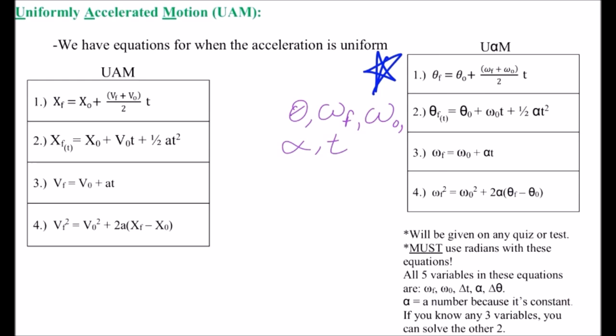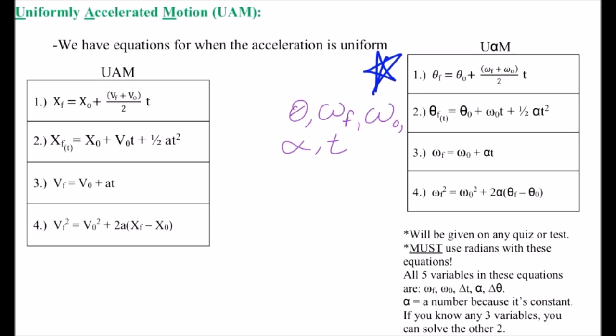Alpha must equal a number, all right? Alpha cannot be changing in any of the problems that I give you in order for you to use these, because this is uniformly angularly accelerated motion. If the angular acceleration is not uniform, in other words, it's not constant, you cannot use these equations. So in your problems, if it shows alpha is changing, don't try and use this. It's not going to work, okay? Only when alpha equals a number and stays that number can you use these equations. Questions?